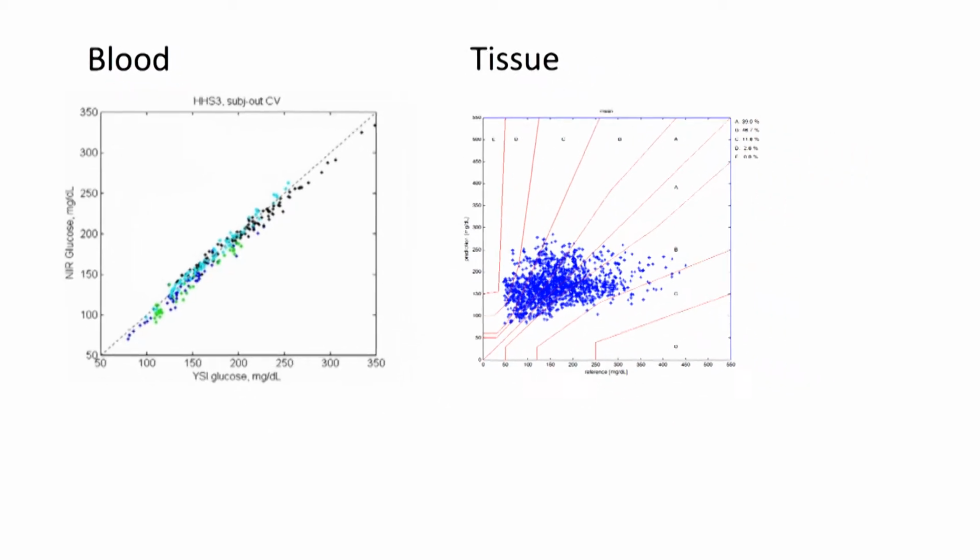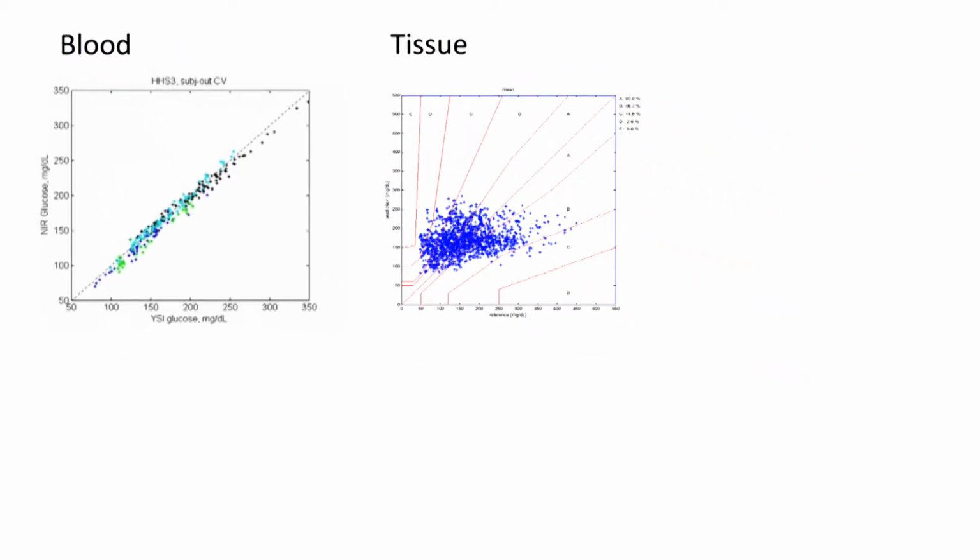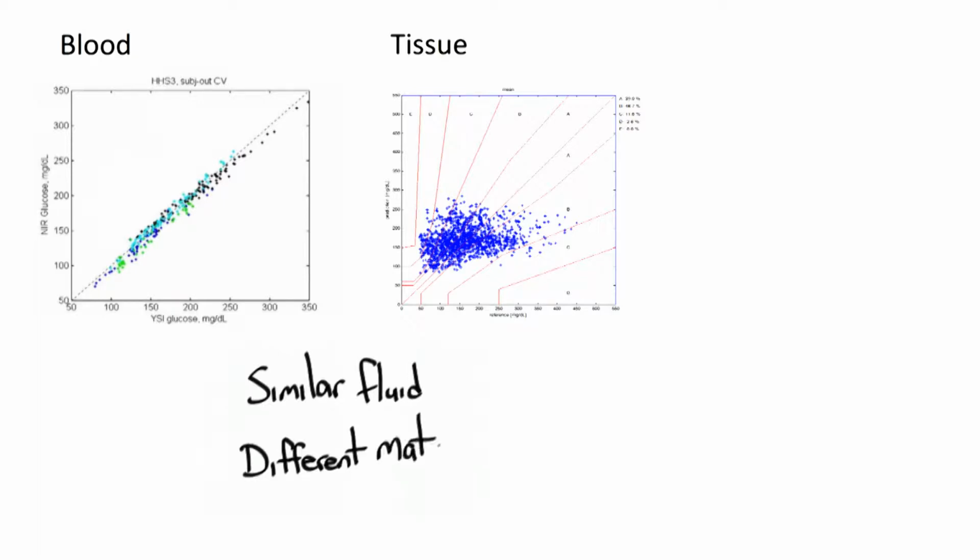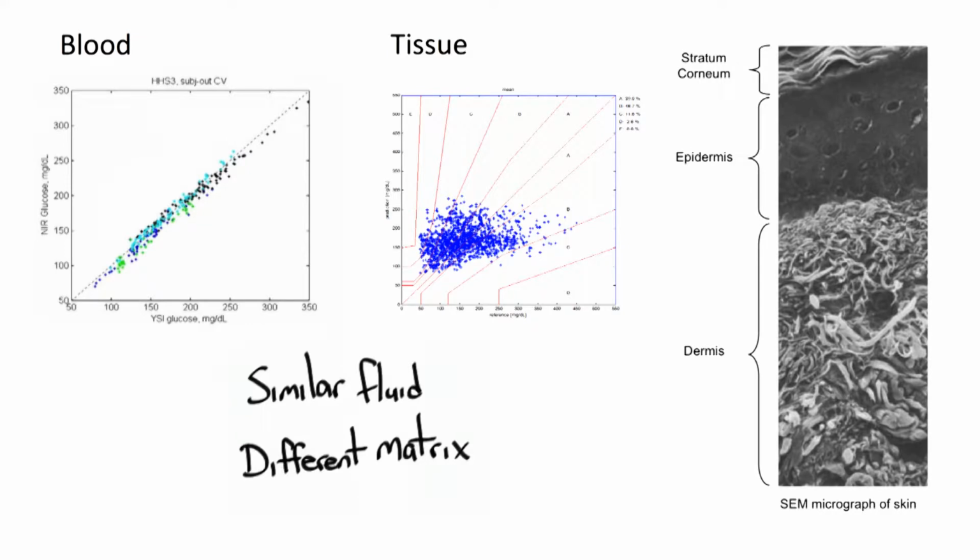Consider the differences in these 2 measurements. The interstitial fluid surrounding the tissue is similar in complexity to serum, so the inflation and error seen in tissue measurements must be due to the matrix in which the serum exists. As you can see, the scanning electron micrograph of skin shows the matrix to be a very sponge-like structure.